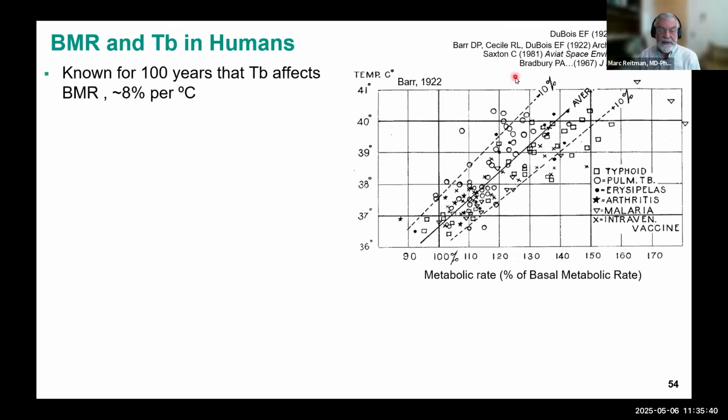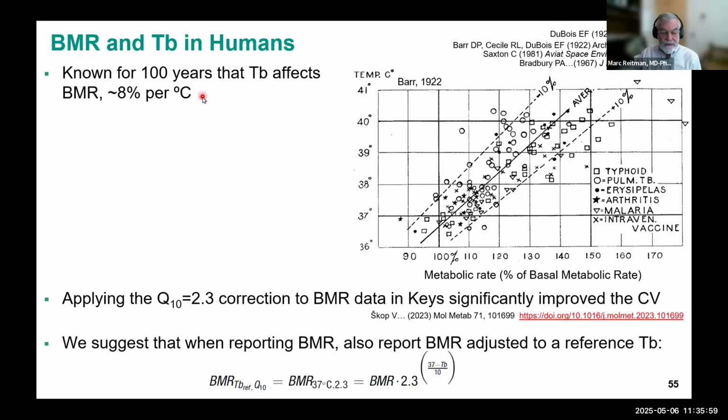This is data from Dubois 100 years ago showing that human body temperature does affect metabolic rate, about an 8% increase in metabolic rate per degree Celsius increase in core body temperature. We re-examined this independently, applying a correction factor of 2.3, which I won't go into now, but you can read about it, in data from Ancel Keys with lots of data. And indeed, we found that correcting his resting basal metabolic rates improved the coefficient of variance.